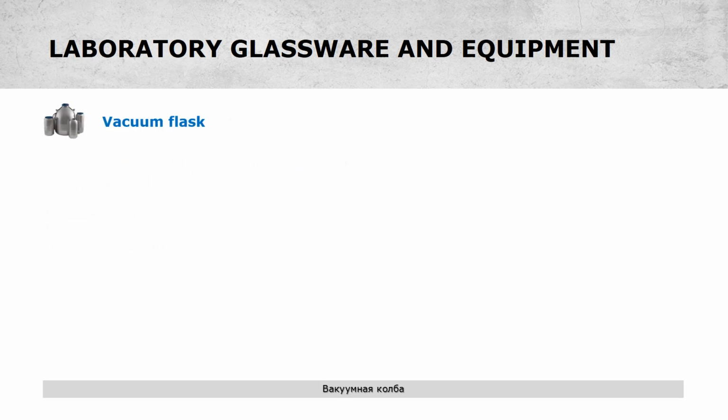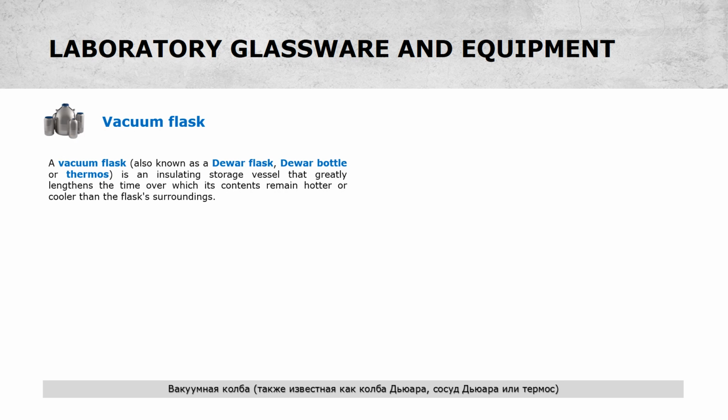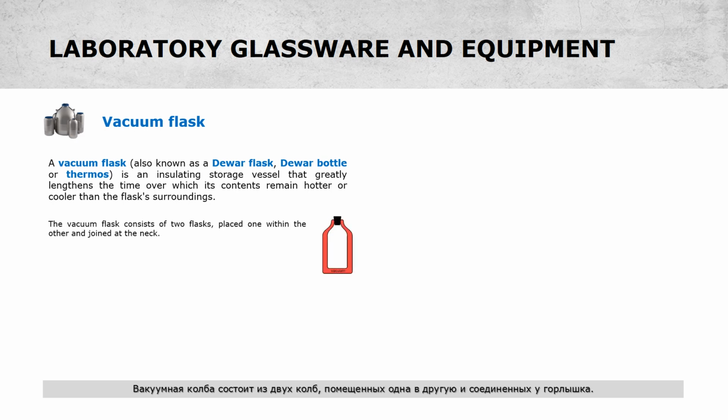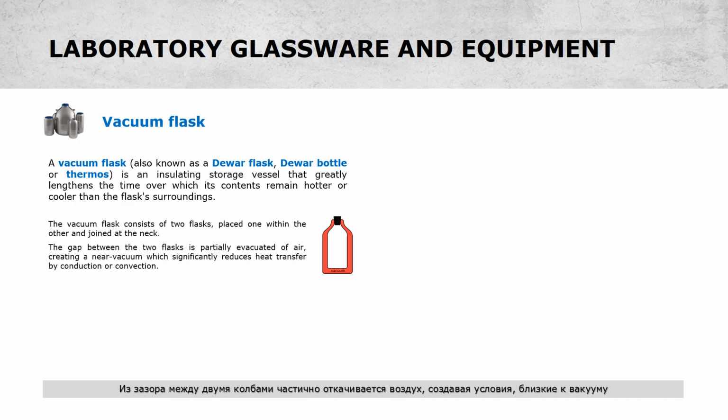Vacuum flask. A vacuum flask, also known as a Dewar flask, Dewar bottle or thermos, is an insulating storage vessel that greatly lengthens the time over which its contents remain hotter or cooler than the flask's surroundings. The vacuum flask consists of two flasks, placed one within the other and joined at the neck. The gap between the two flasks is partially evacuated of air, creating a near vacuum which significantly reduces heat transfer by conduction or convection.